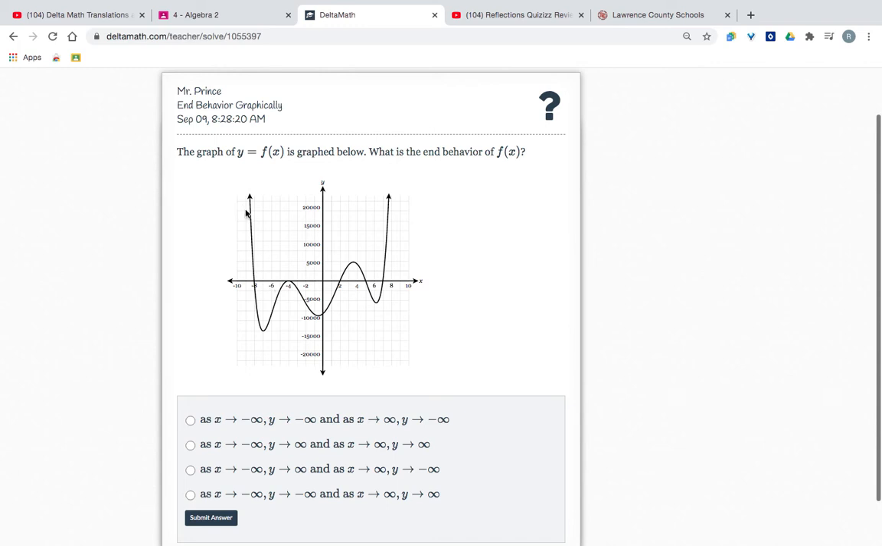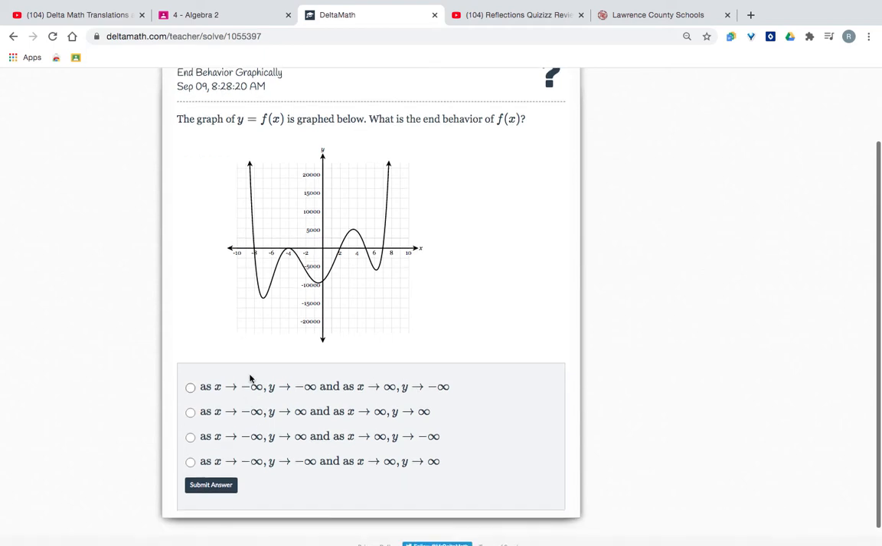That's the end behavior. It's the end of the graph. Is it going up or is it going down? All there is to it. So you get it written in these little fancy ways, right?